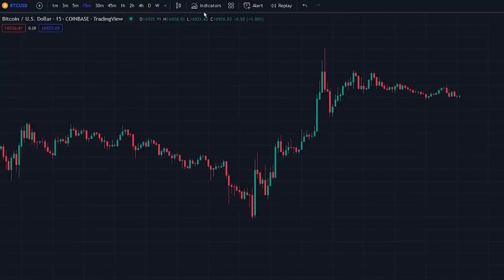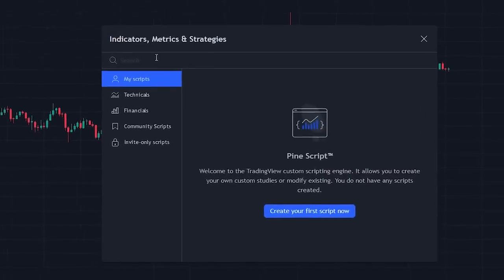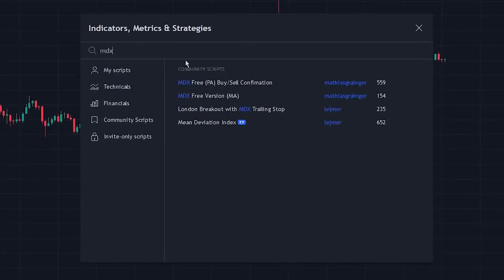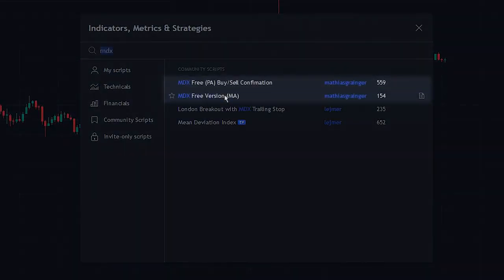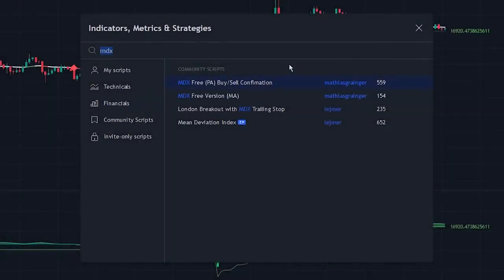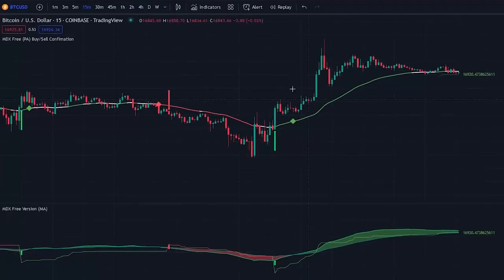Head over to the indicator search bar and search for the MDX indicator. Select both of these indicators made by Matthias and add them to the chart. As you can see, we now have two indicators that have been added to the chart. Both indicators show buy and sell confirmations.